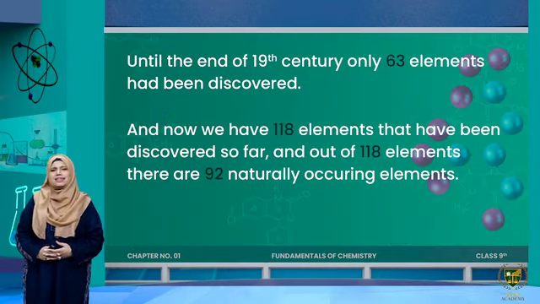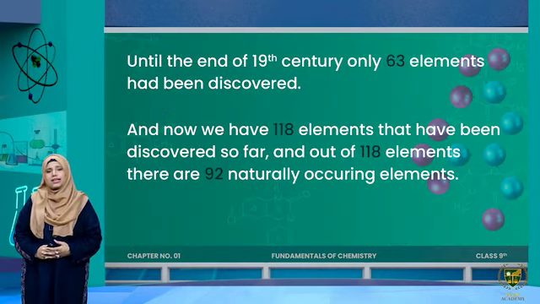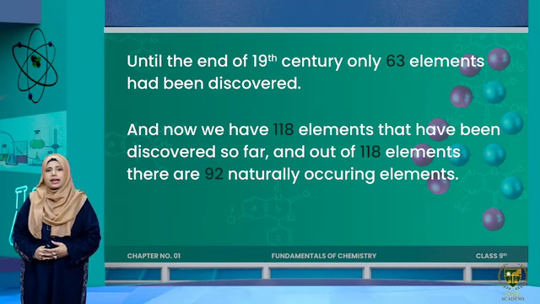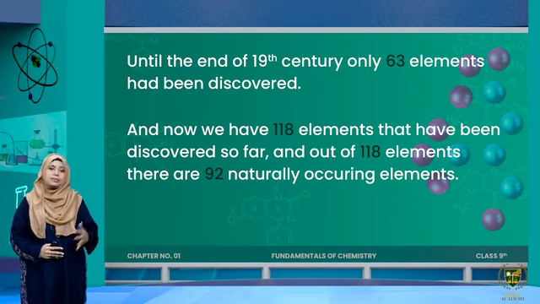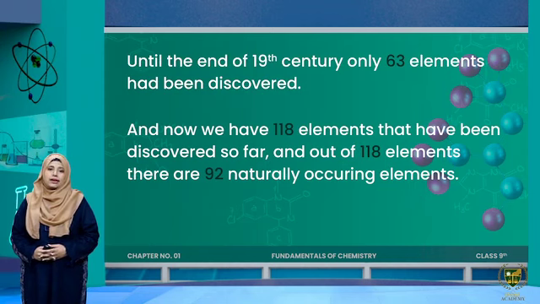Until the end of the 19th century, only 63 elements had been discovered. And now we have 118 elements that have been discovered so far. And out of those 118 elements, there are 92 naturally occurring elements. You have to memorize this number, 92 naturally occurring elements.